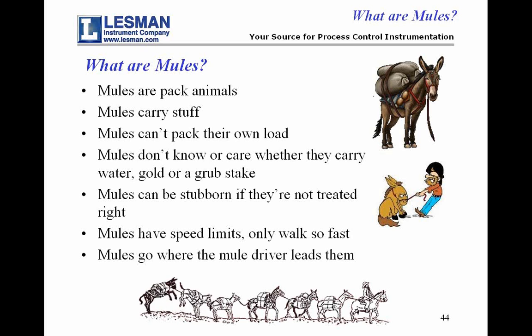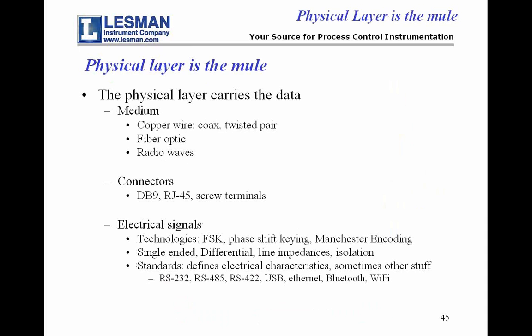They all have speed limits. They only walk or trot at a certain pace. If they run, they don't run for very long. And they only go where the driver leads them. You can't take a mule and say, Mr. Mule, why don't you carry this load down to town, and when you get something, come back? Because they won't do that. They'll drift off and they'll browse on grass. So they need to be led where they're going.